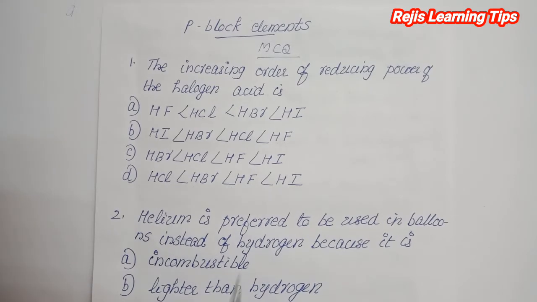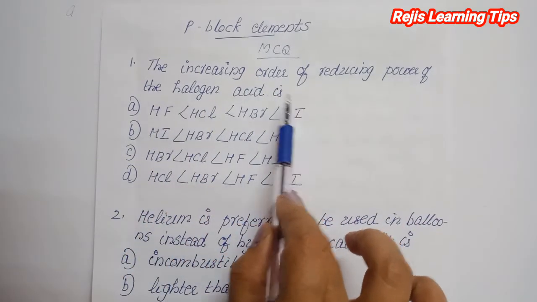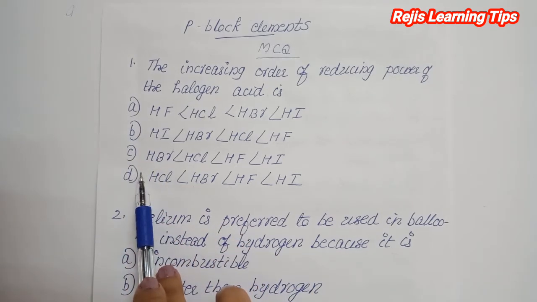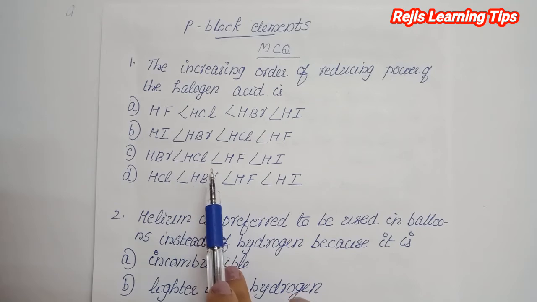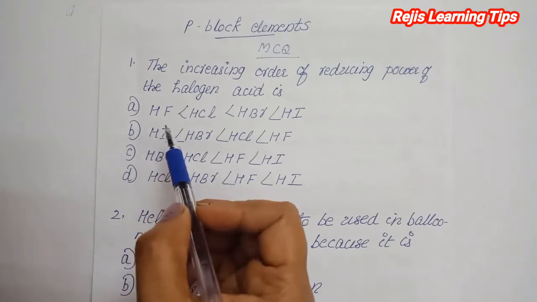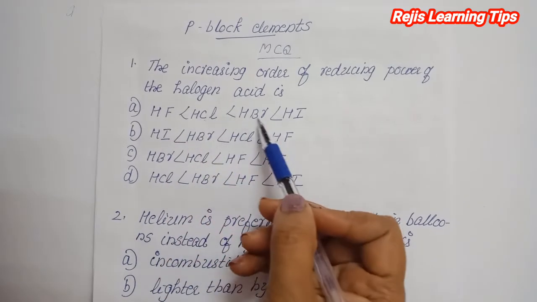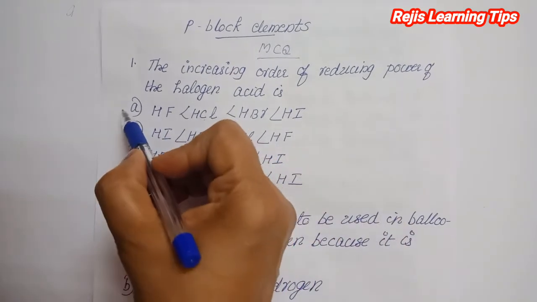First question, the increasing order of reducing power of the halogen acid is. Options are given here. In this case, as the size of the halogen atom increases, the bond strength of the HX bond decreases, so the tendency to give hydrogen increases, resulting in an increase in the reducing power. So the increasing order is HF less than HCl, HCl less than HBr, HBr less than HI. So our option A.